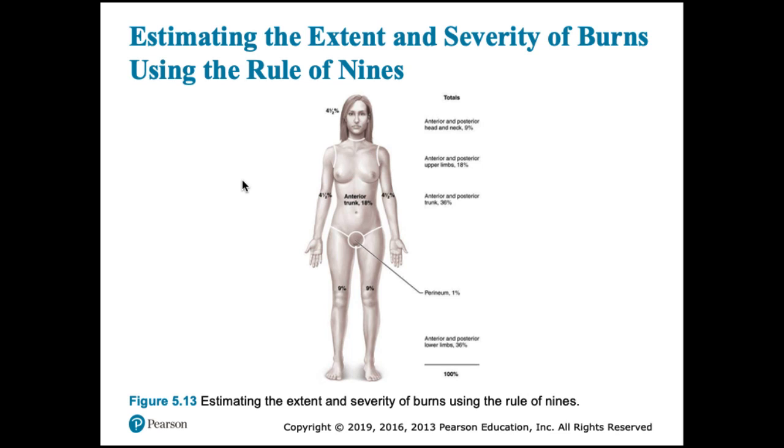And, of course, we talked a second ago about the rule of nines and the severity of burns. We divide the body into 11 regions that each cover 9% of the body, so to speak. And then, of course, the genitalia is about 1%, which gives us the 100% of the total body. So that's how we look at the severity of these burns.